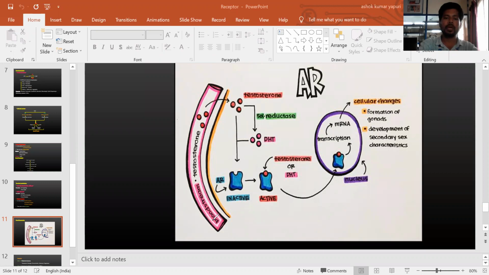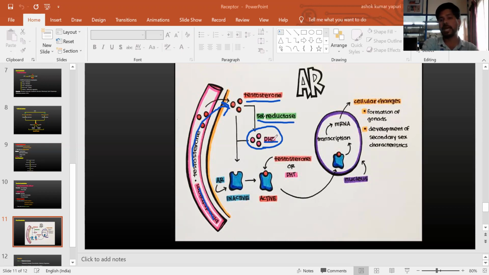So here from the endocrine glands, from the endocrine system, the hormone is released into the bloodstream. From the bloodstream, the testosterone is entering into the cells. Especially after entering into the cells, the testosterone is converted to the active form of testosterone, that is DHT, dihydrotestosterone, with the help of an enzyme called 5-alpha reductase enzyme.